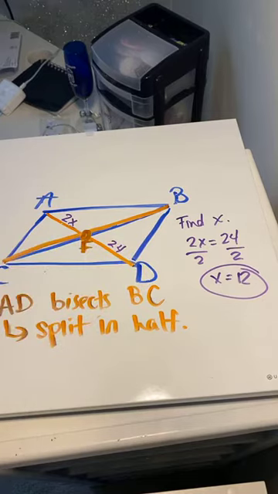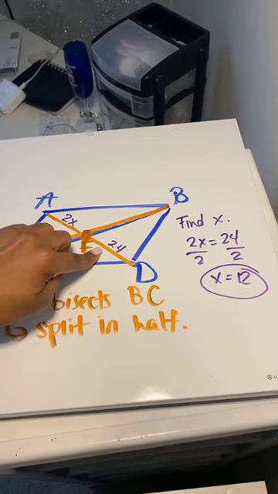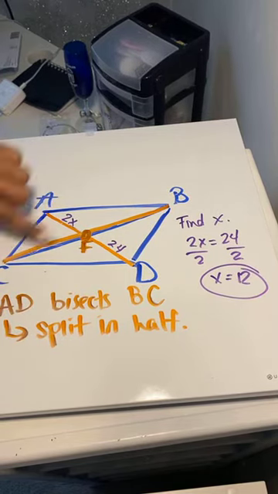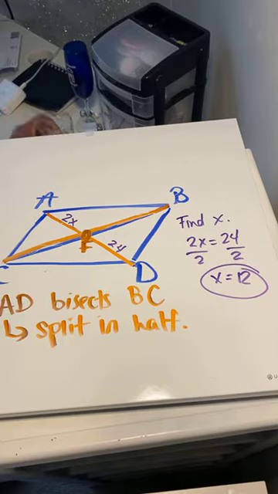Then the last thing is that the diagonals, when they cross in the middle, they split in half. So this first piece is going to equal the second piece. And this piece, CF, is going to equal that last piece, FB. And that's it for parallelograms.